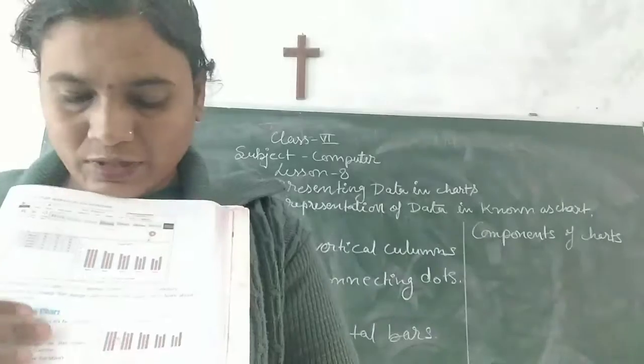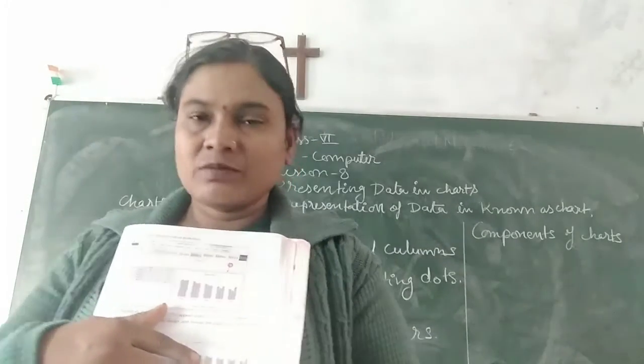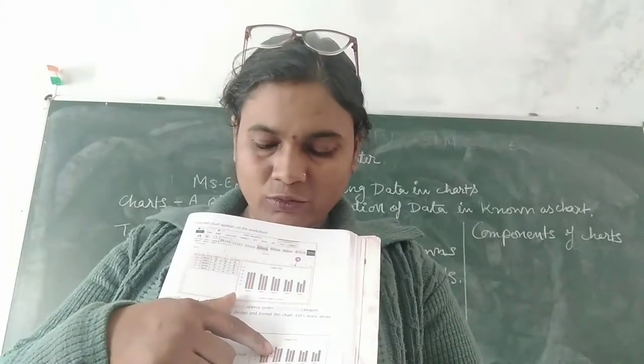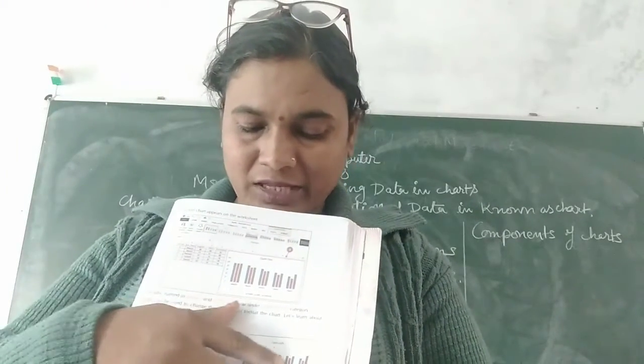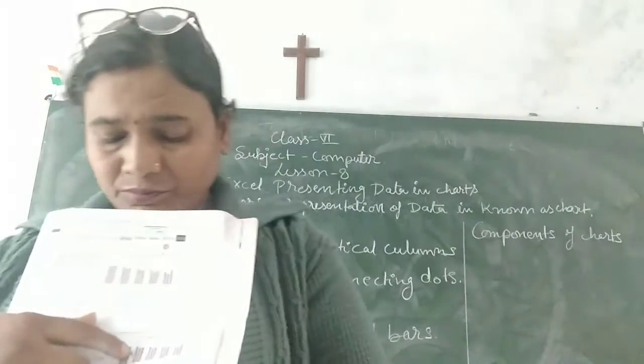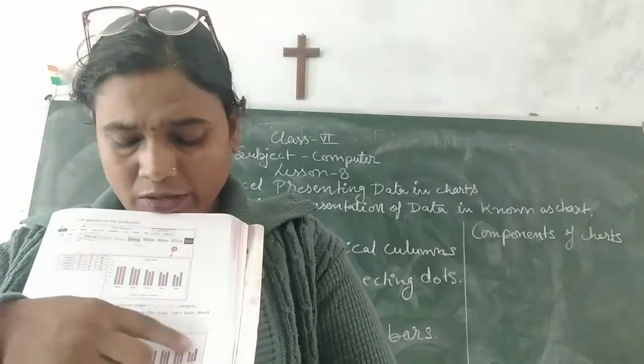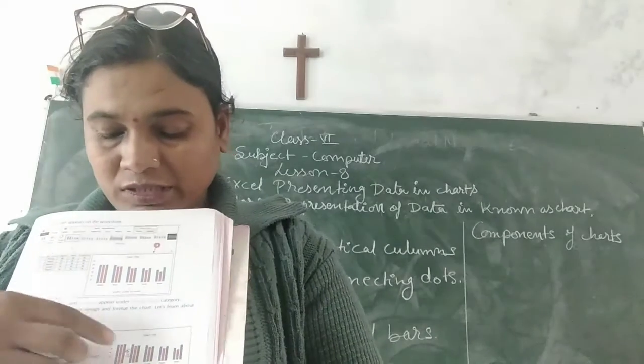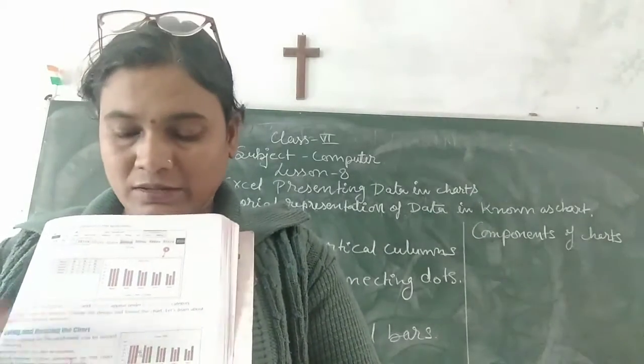So next is moving and resizing the chart. When you click on the chart, a 4-headed arrow will show to you, and when you click and drag the chart over the chart area, your chart will be moved. Okay, so this is moving and resizing the chart. Clear?